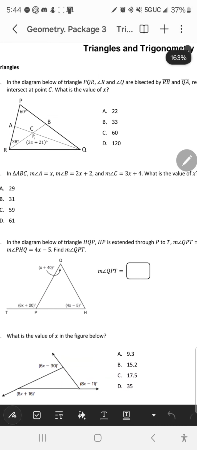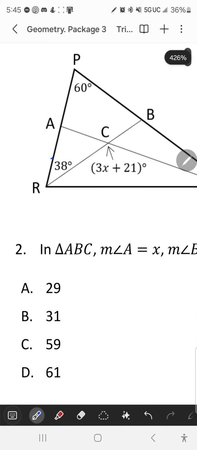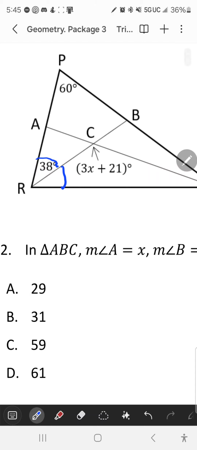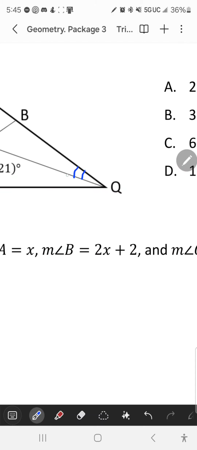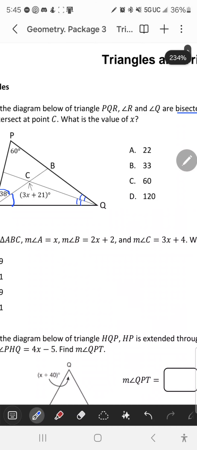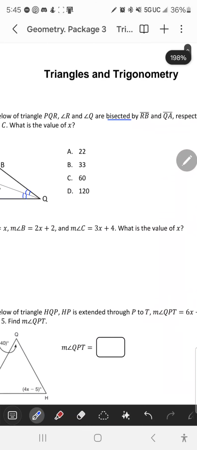Now, let's read question 1. In the diagram below, in triangle PQR, angles R and Q are bisected by RB and QA. So first of all, I read this, I say, okay, bisected. Bisected just means, as I had explained before, that it is cut in half. So in this case, this side will be equal to this side. And in this case, this side will be equal to this other side. That's the meaning of bisect.